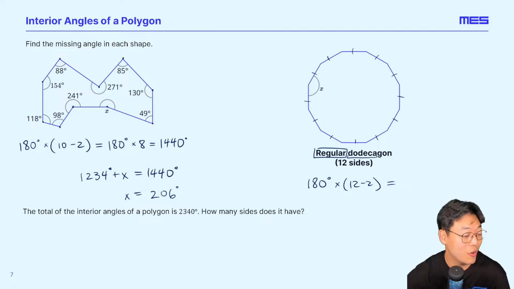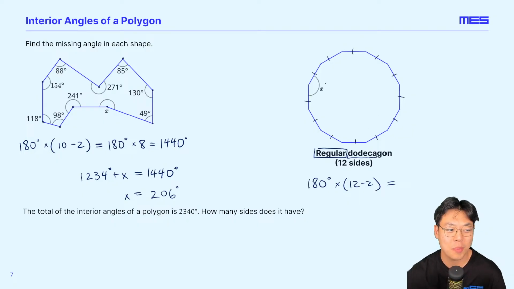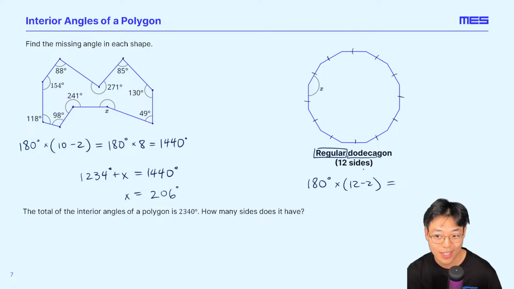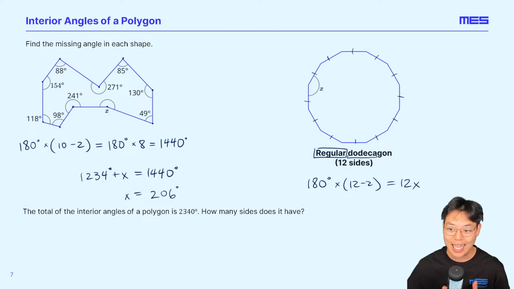Ooh, Daniel already has an answer. But how many angles are there in this shape? Reminder of what we said earlier. If a shape has a certain number of sides, it should have the same number of angles, right? So we have x as one of the angles. We have 12 sides, so we know we have 12 x's in total. So we have 12 times an x, because we have 12 x's.